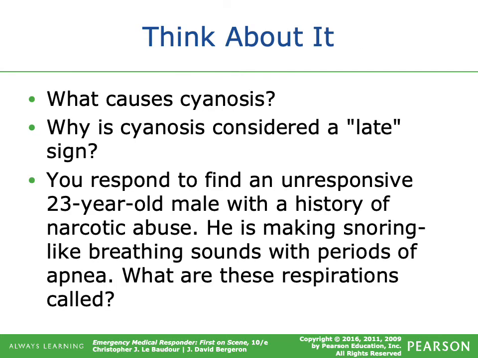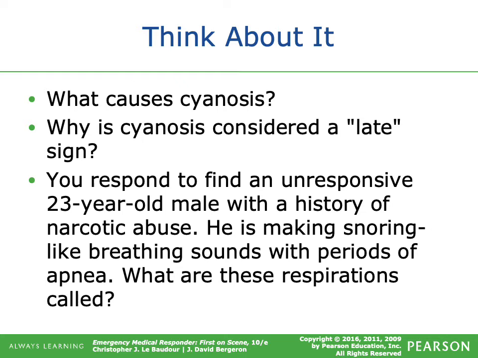All right, what causes cyanosis? Cyanosis is caused by low blood oxygen levels. It happens when your red blood cells or hemoglobin are desaturated. It generally will cause a bluish tint in your lips and fingertips. Now, why is cyanosis considered a late sign? It's considered a late sign because it takes you a while to get there. You're not going to initially present with blue lips and blue fingers when you first start having issues breathing. It takes a while to get there.